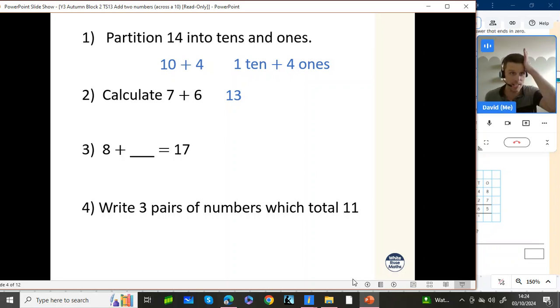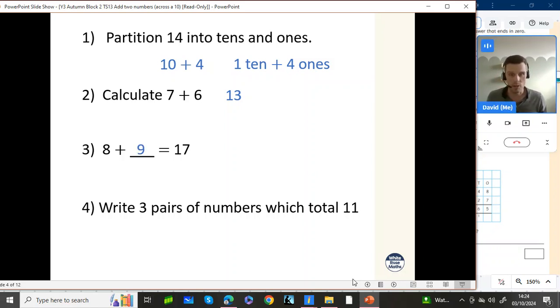So you put 8 in your head, and you can use your fingers and carry on until you hit 17. So 9, 10, 11, 12, 13, 14, 15, 16, 17. And that's 1, 2, 3, 4, 5, 6, 7, 8, 9. So the answer is 9.